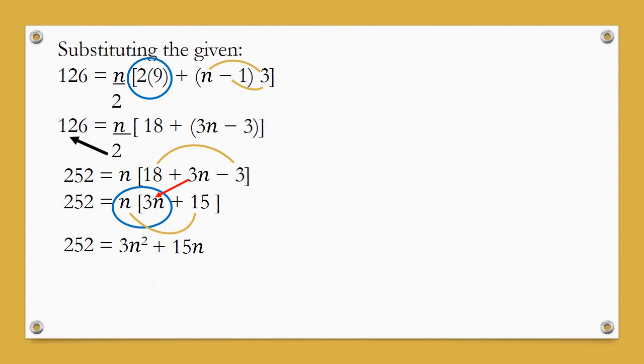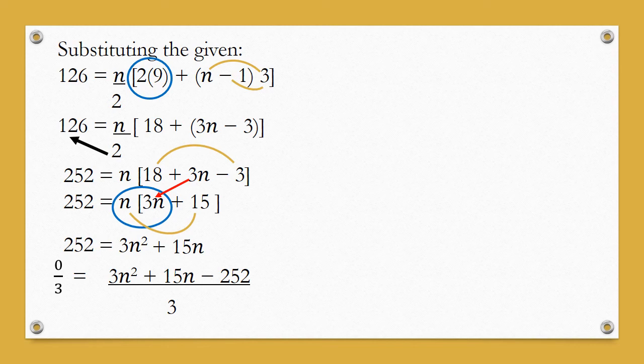252. So since this is a quadratic equation, ang gagamitin natin dito is you're going to equate this to 0. Again, equate to 0. So if you're going to use additive inverse or transpose na lang ng 252 to the right, ang mangyayari is 3n squared plus 15n, then transpose 252, naging negative 252 on the right side of the equation. So ang nasa left side natin ay 0.